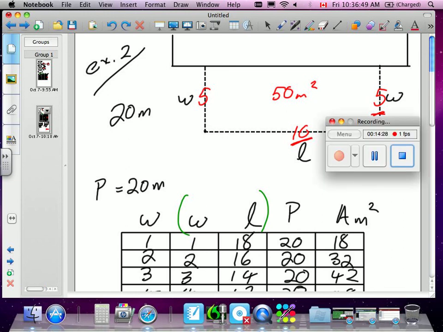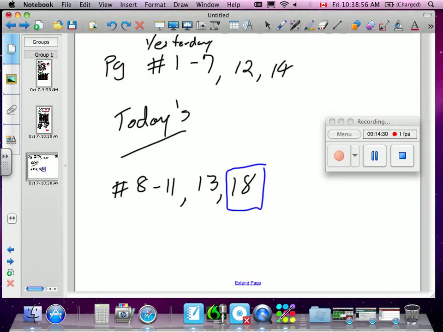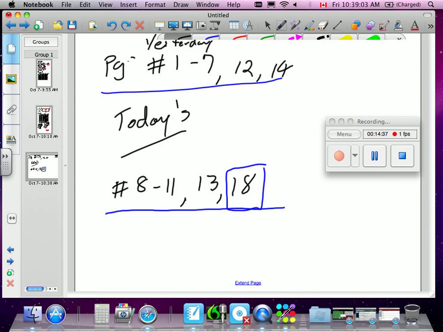A much larger area. Homework. Yesterday's homework 1 to 7, 12, 14. Today's 8, 11, 13, 18 on the same page, 94.